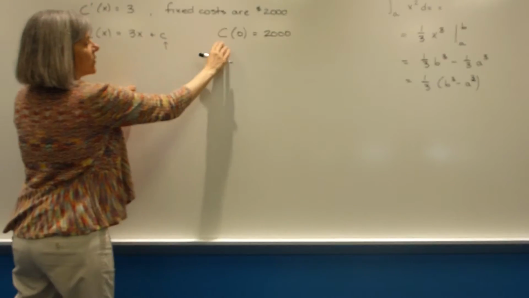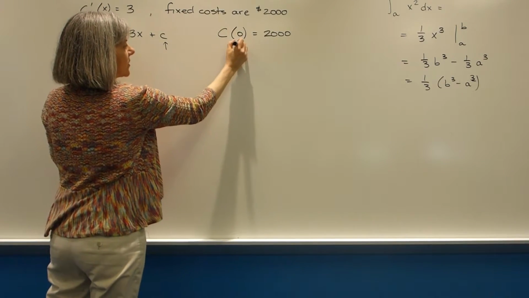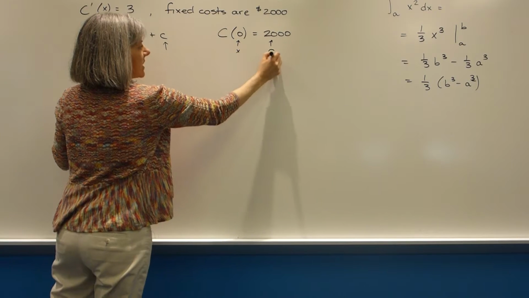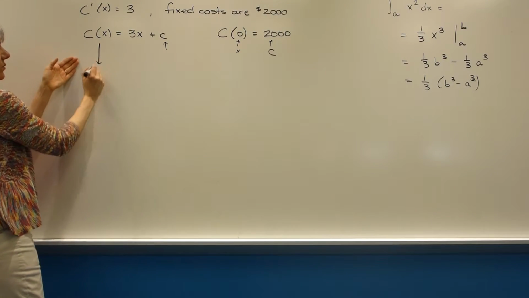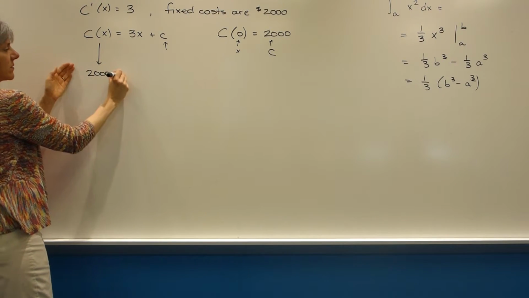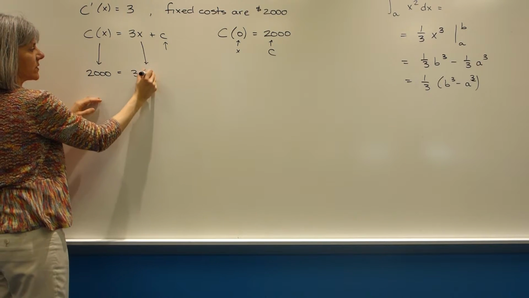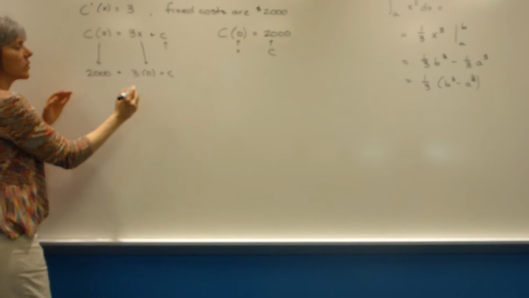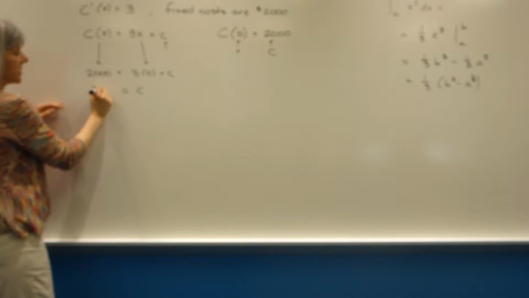So the thing here is that this is your x and this is your c. Here you're going to put in 2,000, and here you're going to put in 0 plus c. So of course we get c is 2,000. We knew that already.